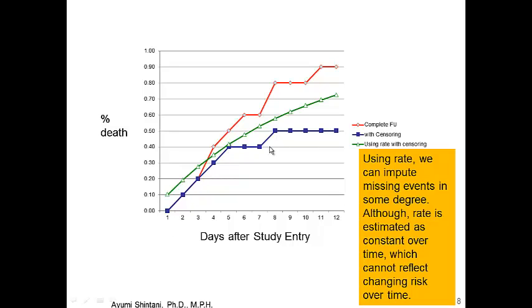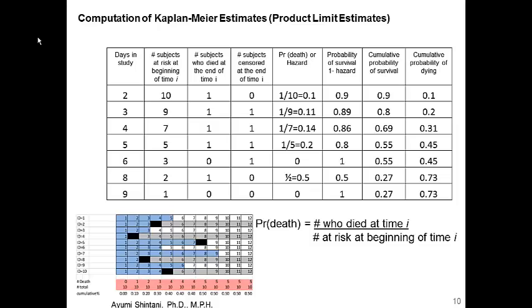Okay, so using a rate, we somehow estimated what happened among people who aren't followed long enough, and then the cumulative probability of death is estimated higher than the blue line. Okay, let's compute the Kaplan-Meier estimate.